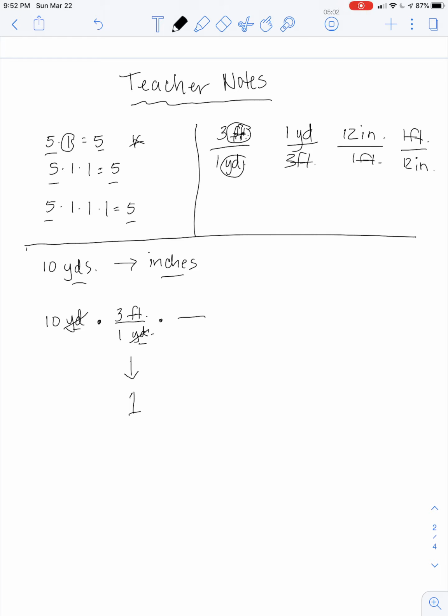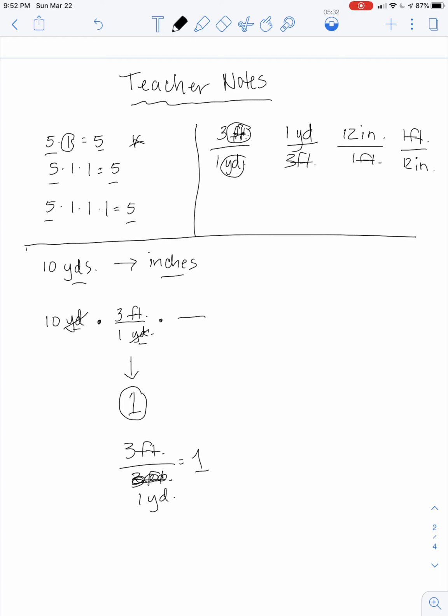3 feet over 1 yard would be the same as 3 feet over 3 feet, right? So that's equal to 1. I'm just not going to use 3 feet on the bottom here. I'm going to use 1 yard. Okay, but that's still equal to 1. So I'm not multiplying this 10 yards with anything other than something that is equal to 1. Okay, so 10 yards is still remaining intact. We're not changing the value of that.